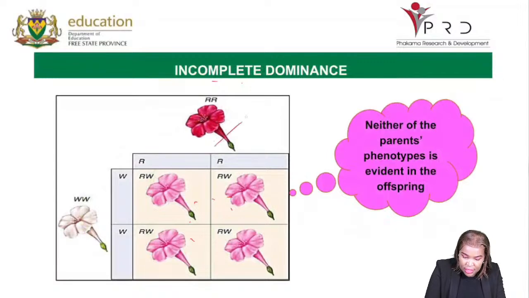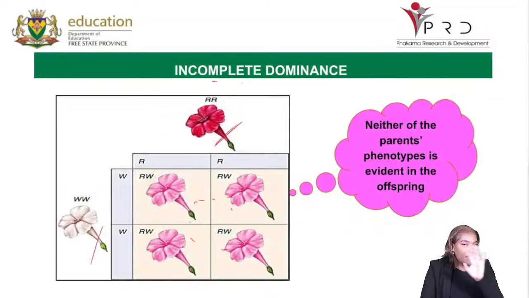And then incomplete dominance is whereby none of the offspring take the color of their parents. So you see here they cross a red flower with a white flower, and then you get pink, but none of the parents are pink. So this is an intermediate one. Both of them are not shown in the offspring. The offspring shows its own color.